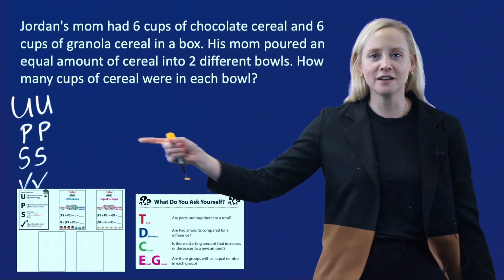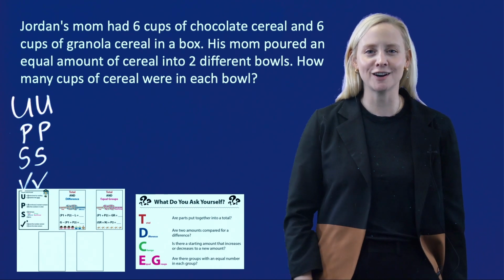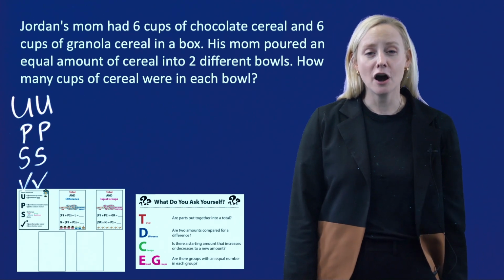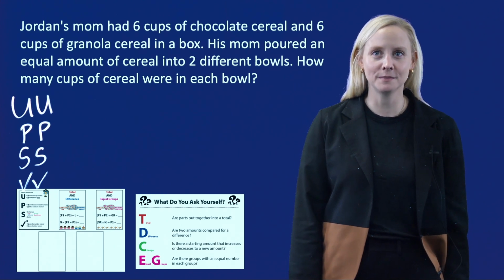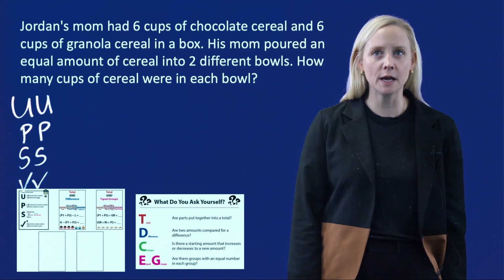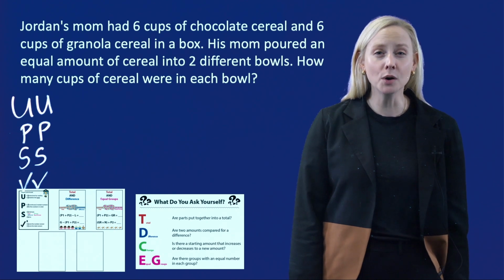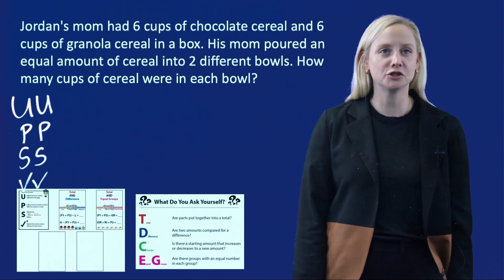So now that we've written our attack strategy on the side of our page, let's go ahead and get started solving our problem. Our first U stands for understand by reading, so let's read our problem. It says, Jordan's mom had 6 cups of chocolate cereal and 6 cups of granola cereal in a box. His mom poured an equal amount of cereal into 2 different bowls. How many cups of cereal were in each bowl?